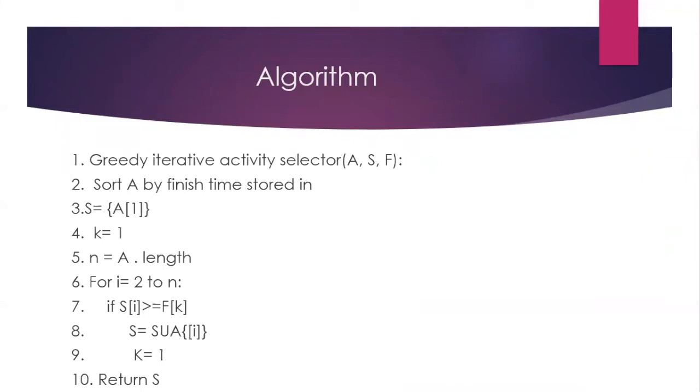At step 6, we will start from index 2, as we gave the first activity in index 1, up to n. Then we apply the condition: if the starting time is greater than or equal to the finishing time, the activity will be granted and added to the selected activities set. At step 9, the index of the last selected activity is updated to the just added activity A of i. Then we will return S, that means the selected activities according to the condition.